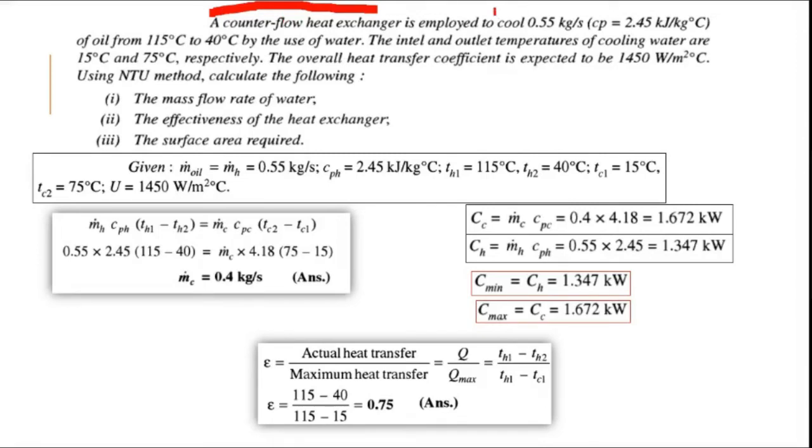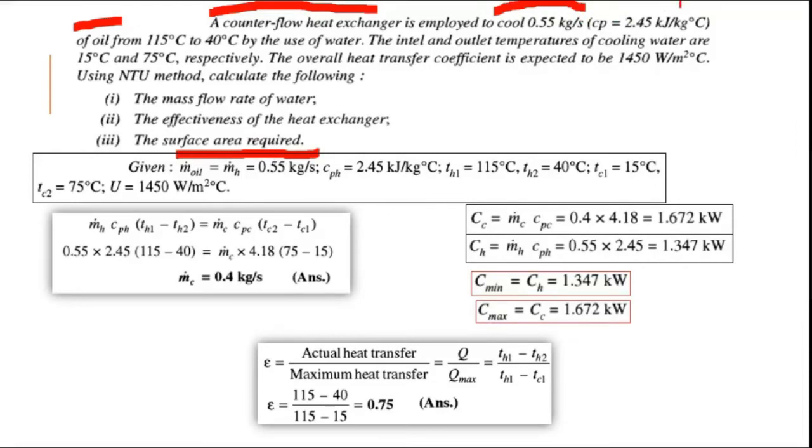It is employed to cool 0.55 kg per second of oil. So this oil is being cooled. So which kind of fluid is it? Hot fluid or the cold fluid? Hot fluid, because it is being cooled, hence it will be the hot fluid for us. So that is the mH value. mH value is equal to 0.55 kg per second.